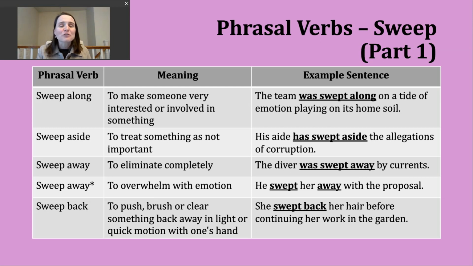Okay. The next phrasal verb we'll discuss is to sweep away. This can have a couple different meanings. One would be to eliminate something completely. An example of this: the diver was swept away by currents. There's been a few stories in the news recently of people sort of, unfortunately, perishing in the ocean, being pulled under. So the unfortunate thing here with this sentence, another passive voice, we're sort of saying the ocean was responsible for this action of completely eliminating this person.